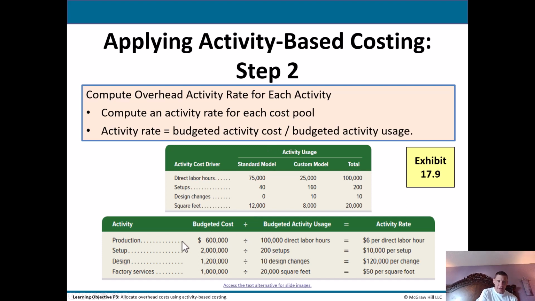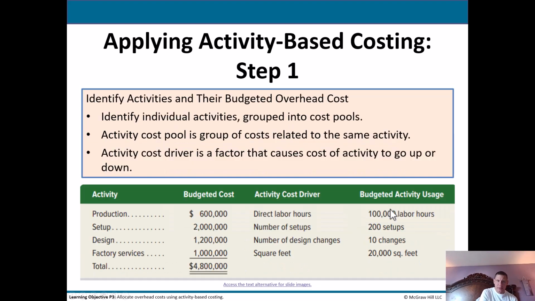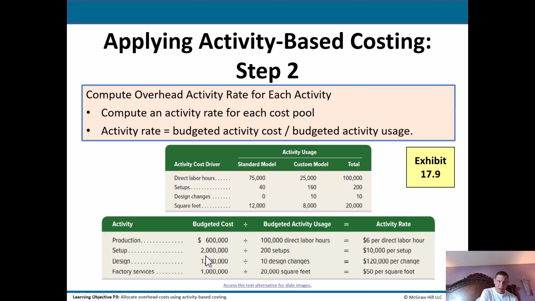And then you can see what they're doing down here. They're taking these total costs, like production, 600,000. If you ask where we get these numbers from, the 600,000, the 2 million, if we go back, it's just right here. So 600,000 divided by the 100,000 direct labor hours, again, is $6 per direct labor hour. And the same logic all the way down.